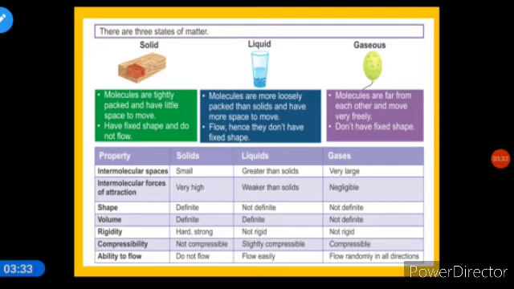Solids: molecules are tightly packed and have little space to move, have a fixed shape and do not flow. And what about the liquids? Liquids are more loosely packed than solids and have more space to move and flow, hence they do not have a fixed shape. And what about gases? Molecules are far from each other and move very freely and don't have a fixed shape. These are a few properties of solids, liquids, and gases.